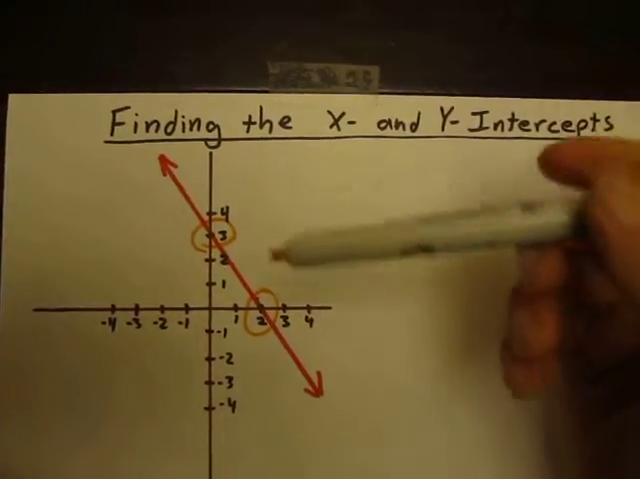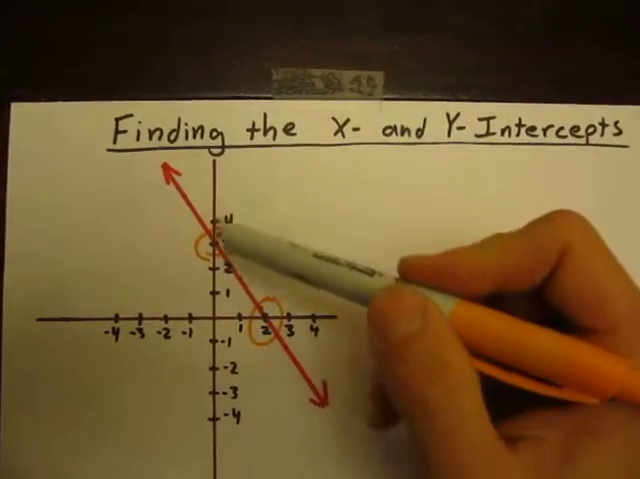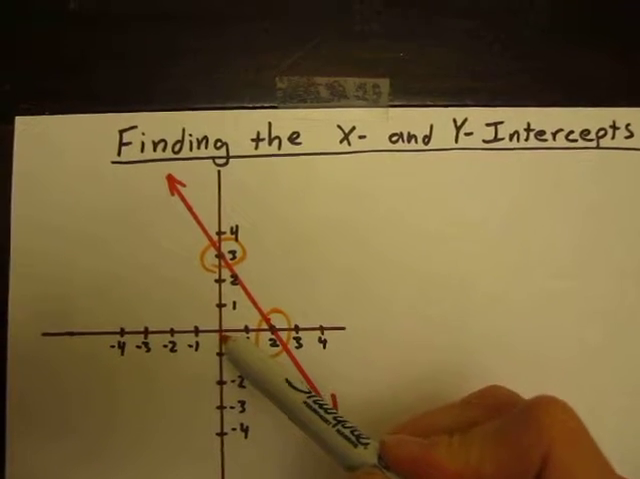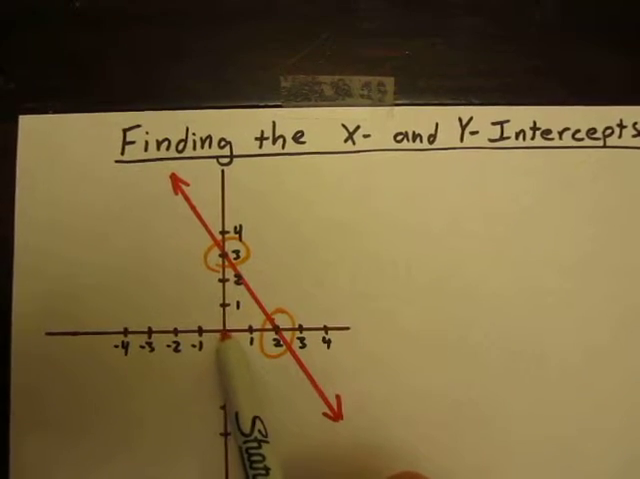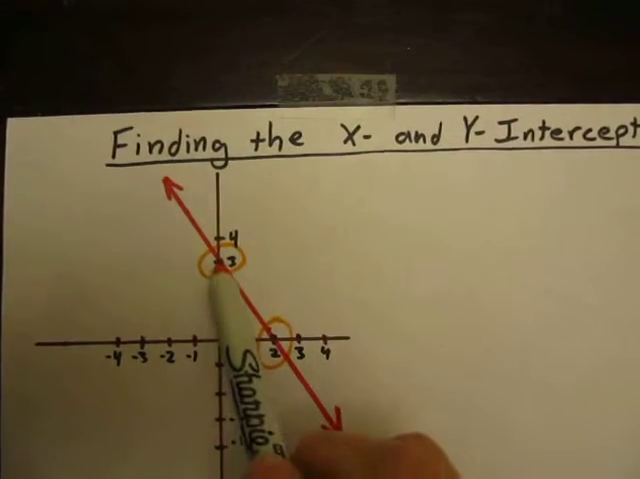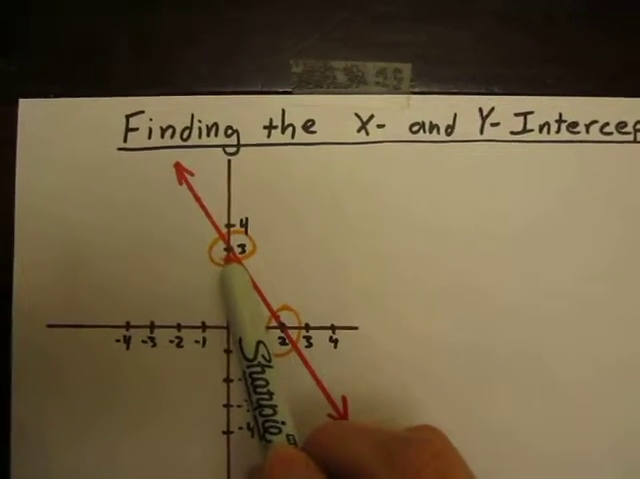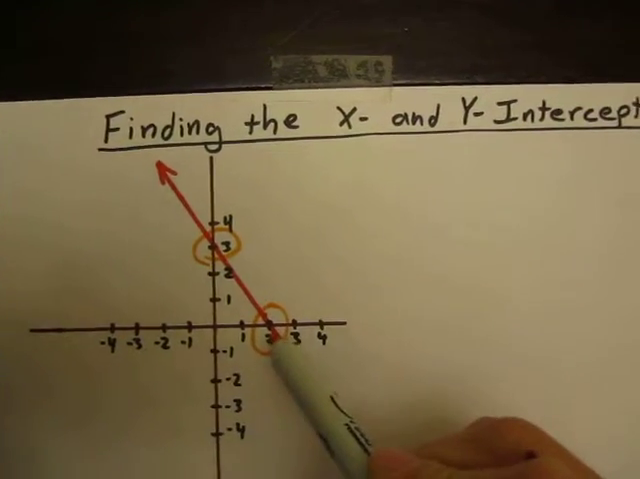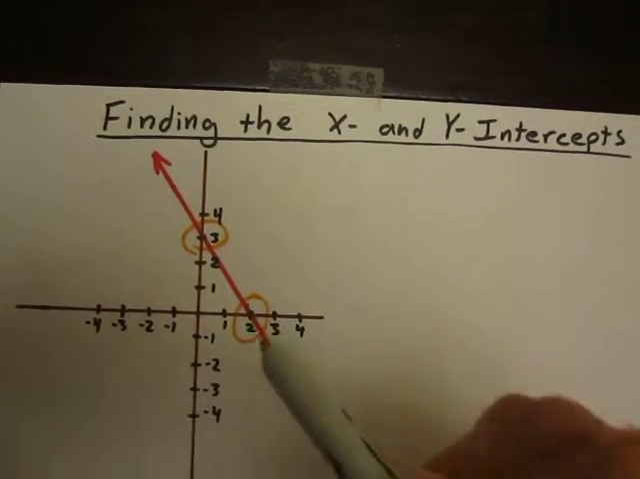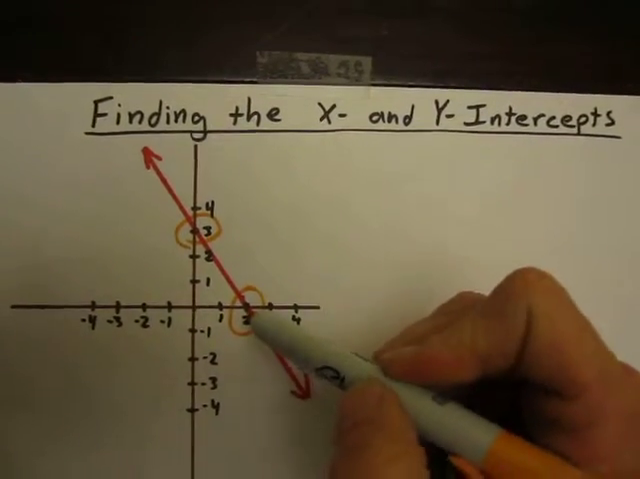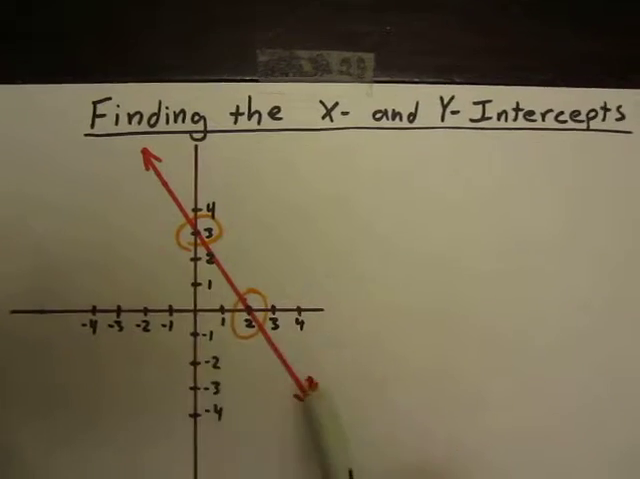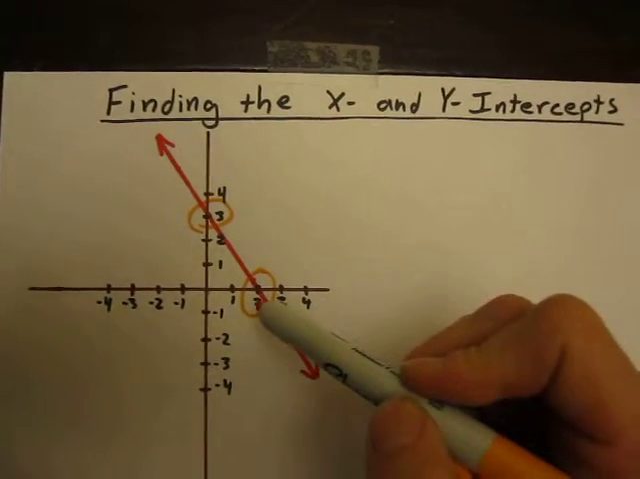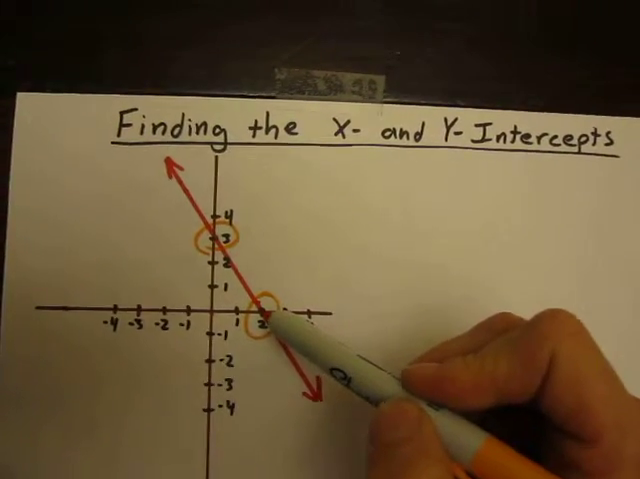Now it's important to note here that wherever this line crosses the y-axis, x is always going to equal 0, right? Because if we come down to our origin, 0, 0, and go up to y equals 3, x hasn't changed value. The same can be said for our x-intercept. In this case, the y value will always be 0. Wherever this line, no matter what kind of line we have, crosses the x-axis, y will always be 0.